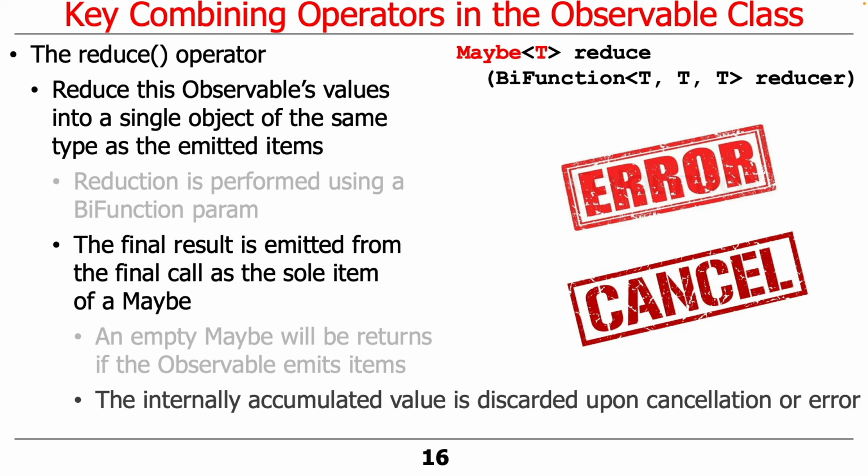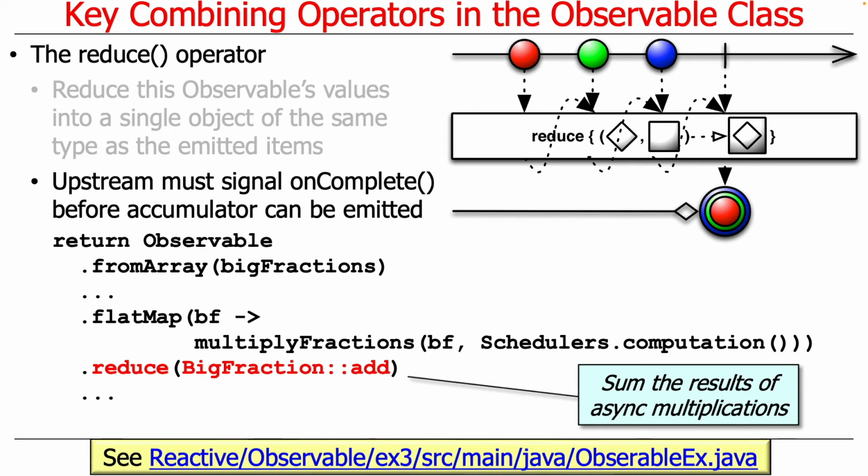Now, if cancellation or error occurs, the internally accumulated value that's being processed as we're doing the reduction is just discarded. We say, heck with that, we don't care. And here's an example that shows how to do this. This is going to take an array of big fractions and multiply them together. Imagine, for sake of discussion, that multiply fractions is a method that will implement the RxJava flat map concurrency idiom. And so these things are all chunking away in the background, being multiplied in the computation thread pool. And when we're done, we're going to add all the results together by using reduce.